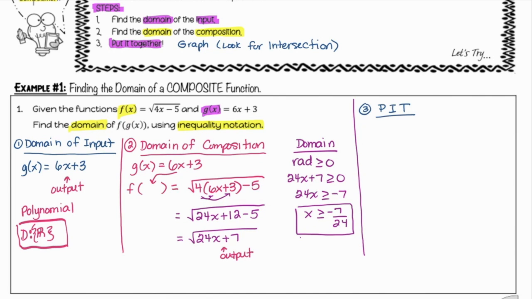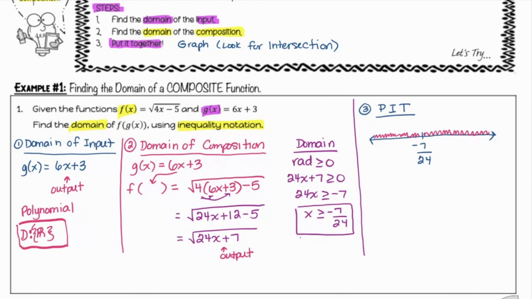I'm going to say PIT for short, put it together, and I am going to do my number line. So I only have one number to go by, that's that -7 over 24. So that's the only number I'm going to put on my number line. And I'm going to start shading. So the first thing we got was the domain of the input. The domain of the input was all real numbers. So that means that every single number on this number line would be shaded in.